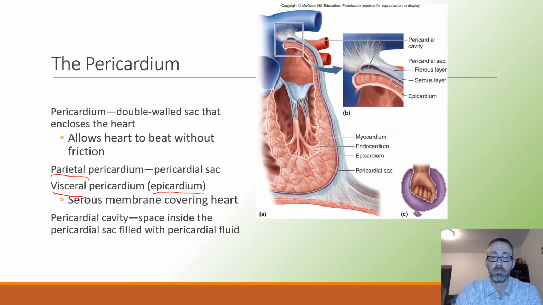They're one and the same. Okay. This is a serous membrane, so it's going to be secreting a thin fluid that covers the outermost layer of the heart. The parietal pericardium is continuous with the visceral.